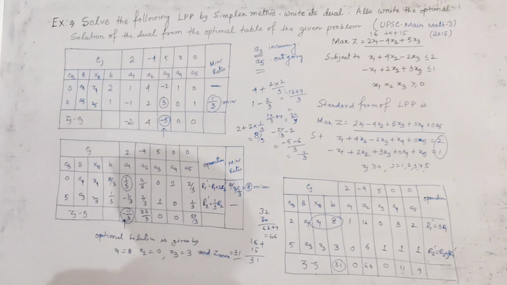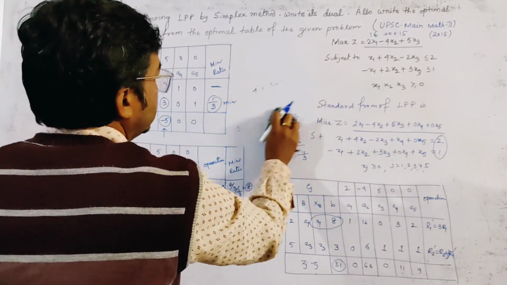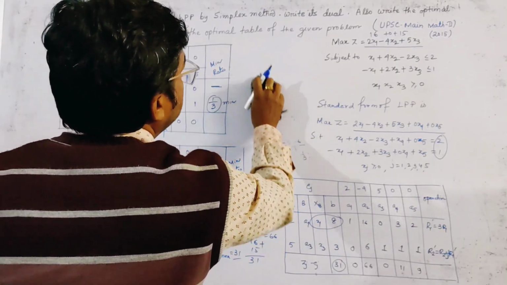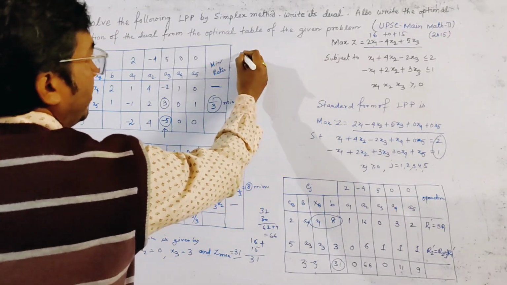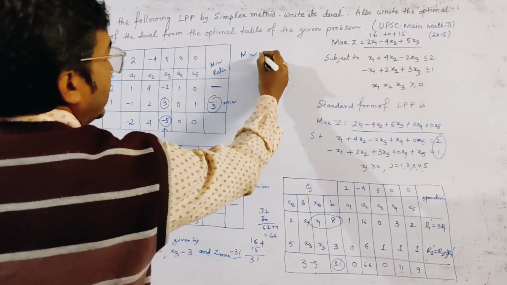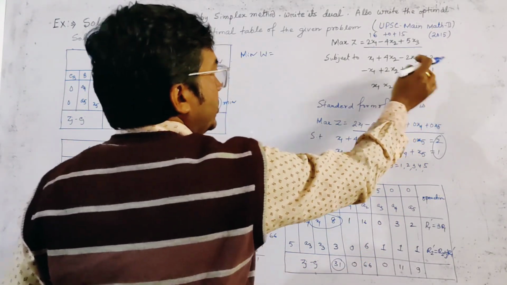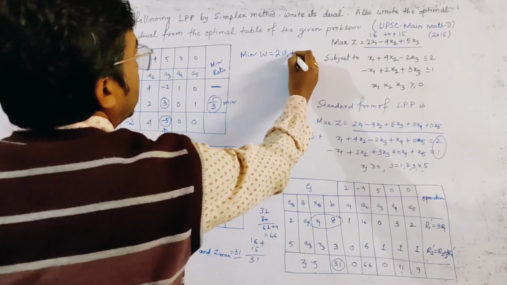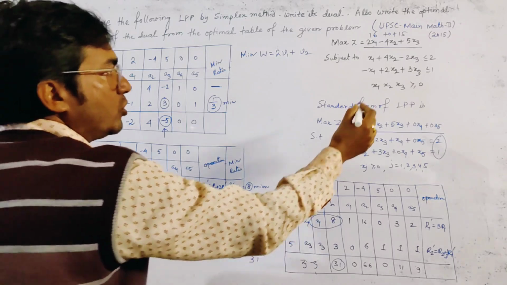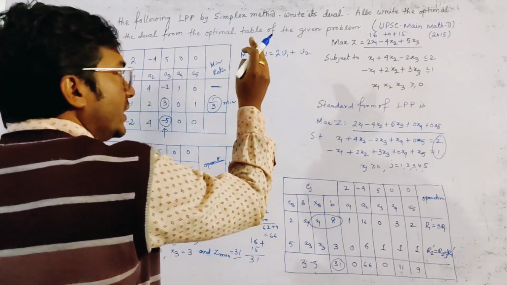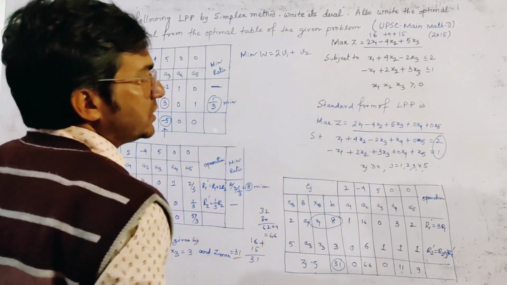Okay, now we write the dual, that is the next portion of the problem. How to write the dual of the problem? The dual of the problem is given by min W equal to 2v1 plus 1v2, or only v2. Because here there are two constraints, so we take two dual variables. First is v1 and second is v2.